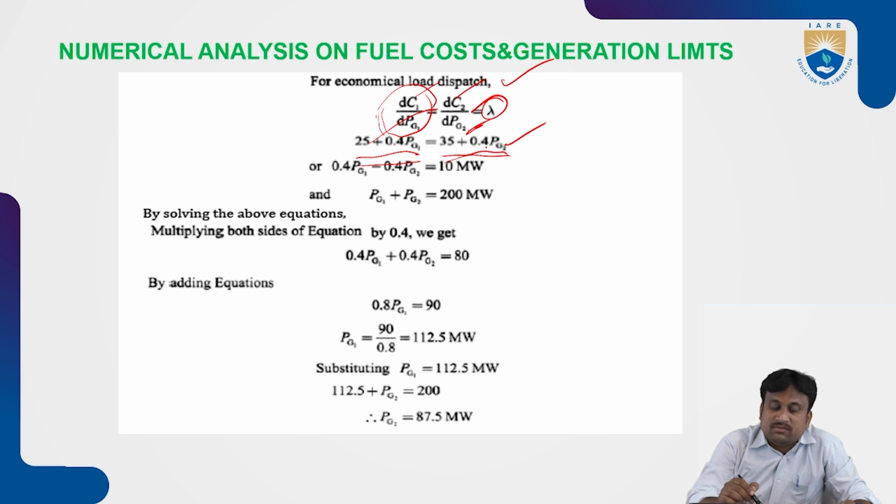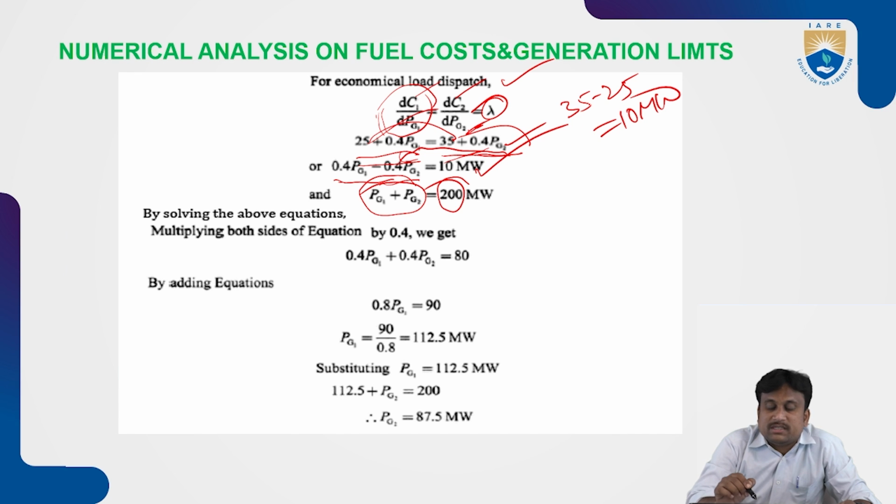And we may write this as 0.4 PG1 minus 0.4 PG2. So we are bringing these two to the LHS and moving the two coefficients onto the RHS. That means 35 minus 25, which gives 10 megawatts. So 0.4 PG1 minus 0.4 PG2 is equal to 10 megawatts. Now, PG1 plus PG2, this sum is equal to 200 megawatts. When you simplify this expression, finally you get 200 megawatts.